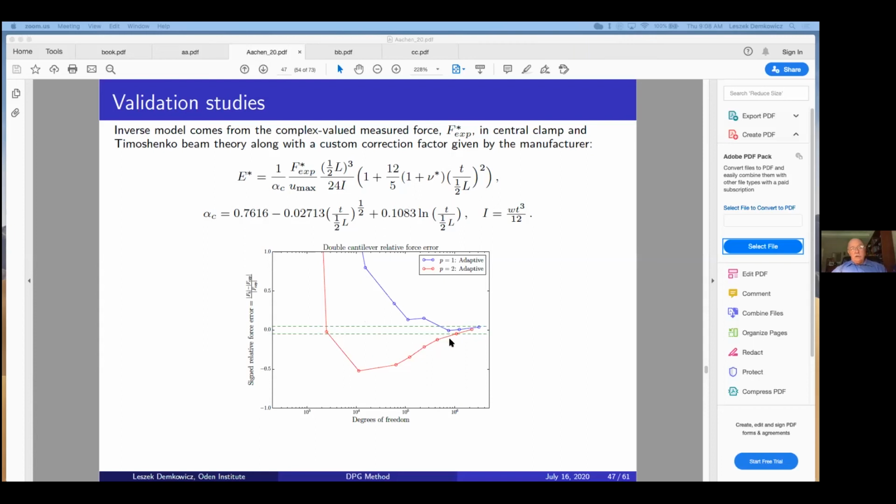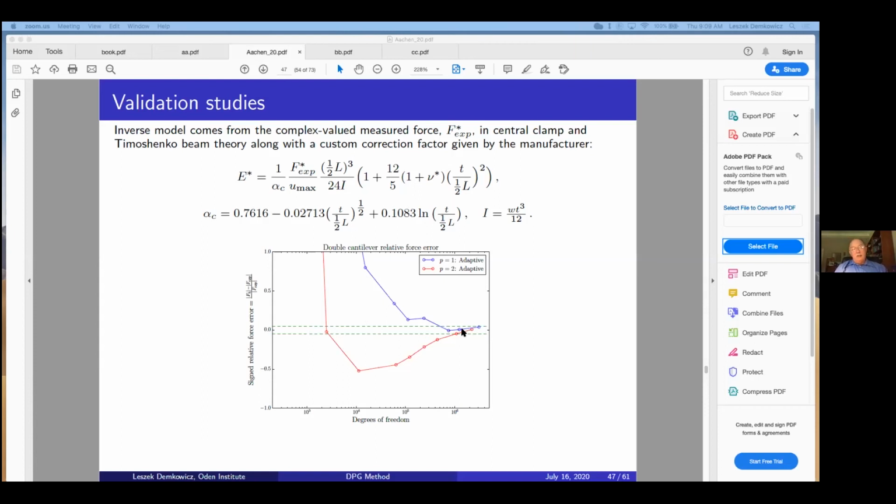You cannot even dream about solving this problem without adaptivity. And we managed to converge to the readings of the normal force from the experiment within 5% accuracy. That made our experimental partner very happy.